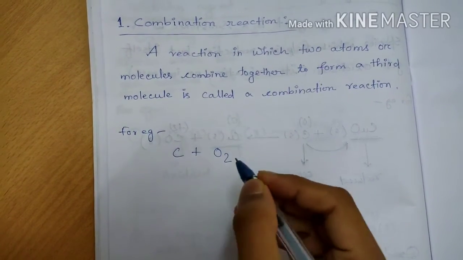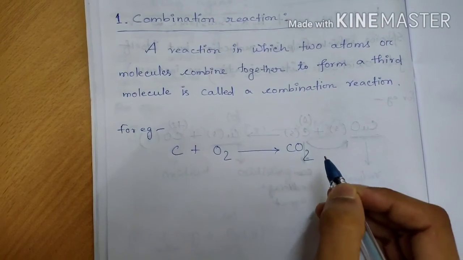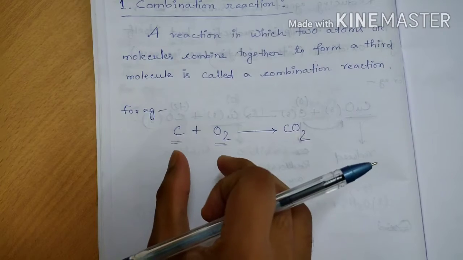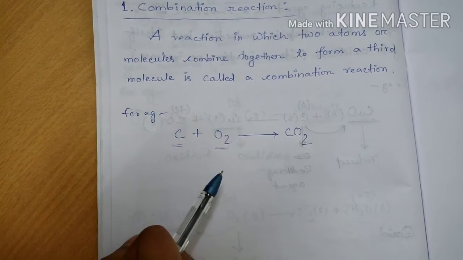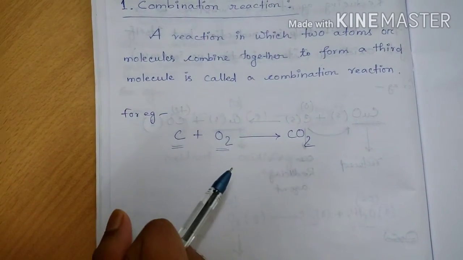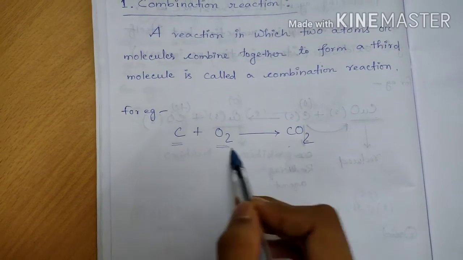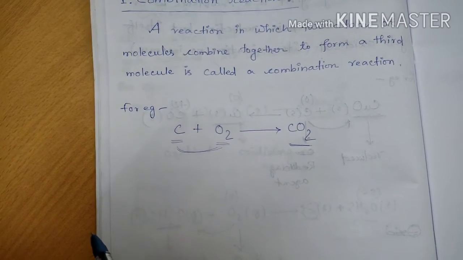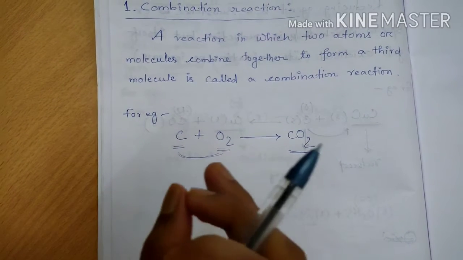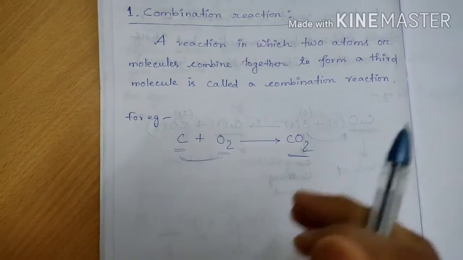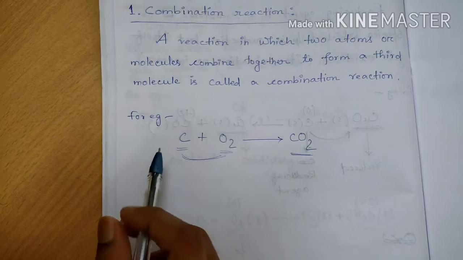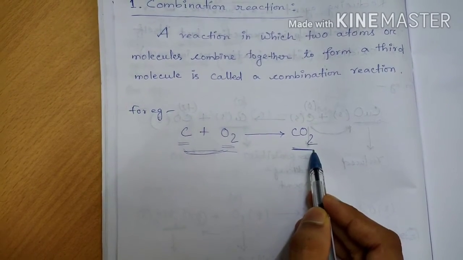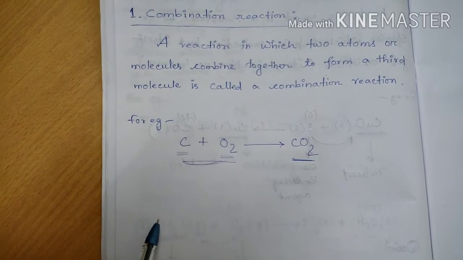Now let us take one example. Carbon plus oxygen gives carbon dioxide. Here this is one atom and this is a homoatomic molecule. So when two substances combine together to form one product or one molecule, that reaction will be called a combination reaction. Here you see two substances combine together and form one product, so that's why this reaction is called a combination reaction.